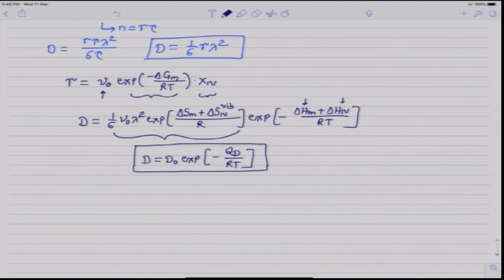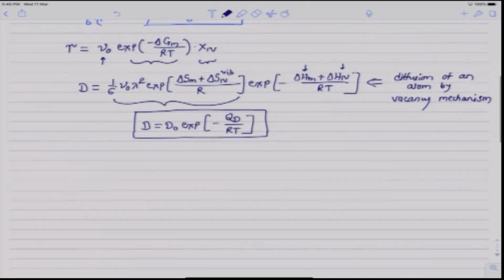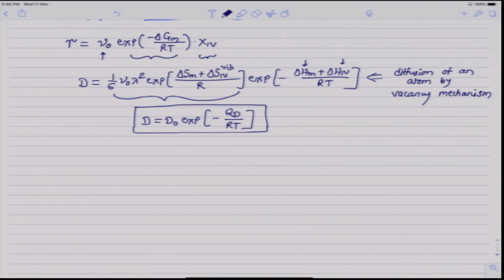Now, this expression is valid for diffusion of an atom by vacancy mechanism. But if we consider the diffusion of a vacancy itself, remember when an atom jumps into a vacancy, the vacancy is making a reverse jump. So, we can also consider diffusion of a vacancy.